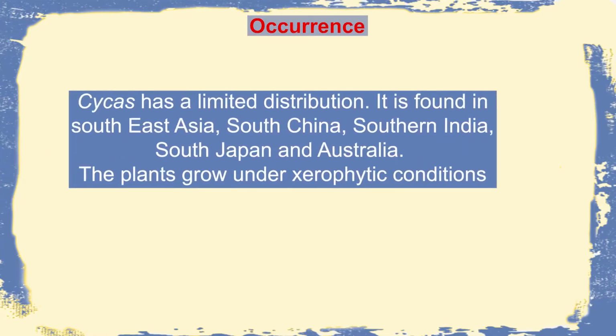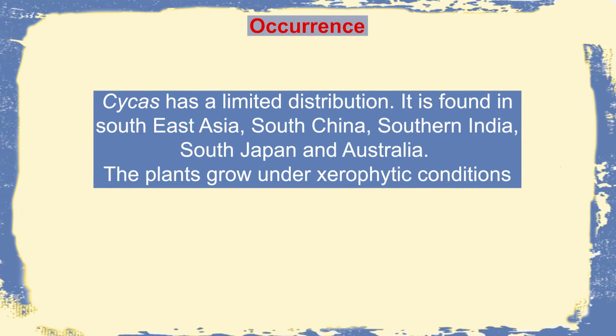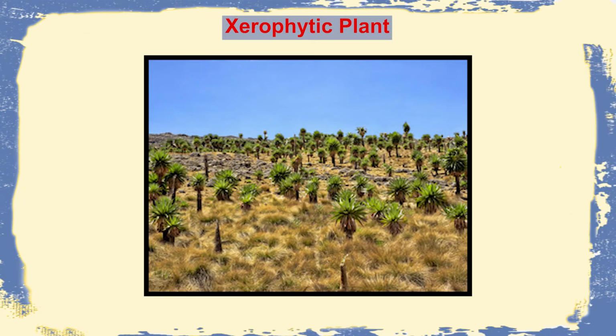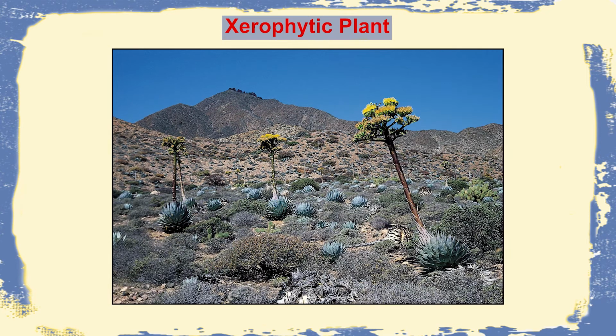It is found in parts of Southeast Asia, South China, South India, South Japan and Australia, to a huge stretch of xerophytic Africa, Southern Africa and parts of northern part of Latin America and southern part of North America.